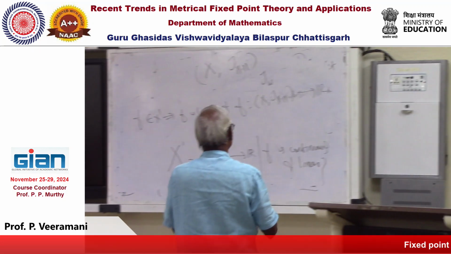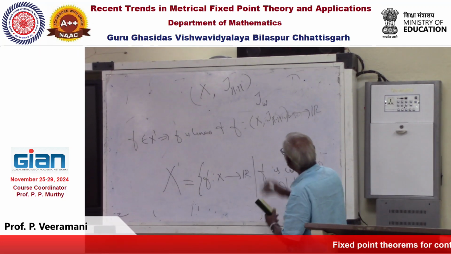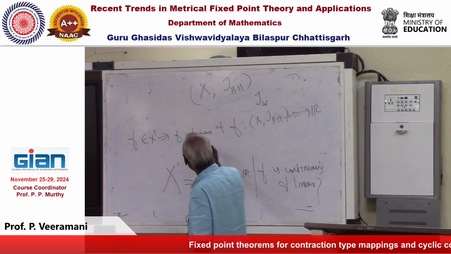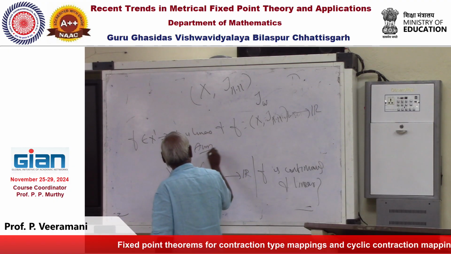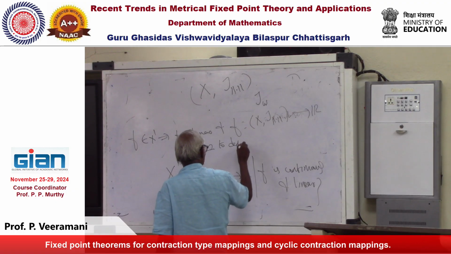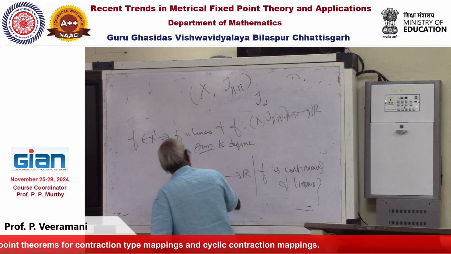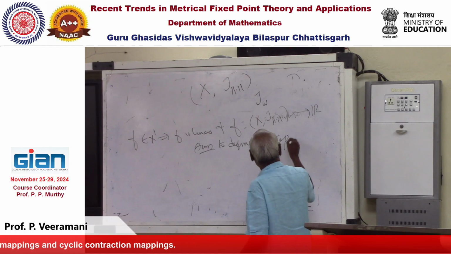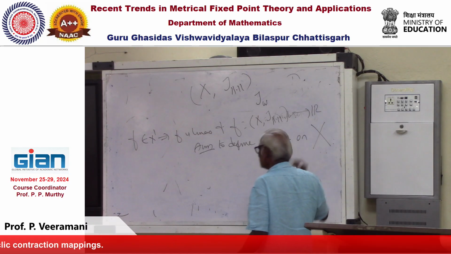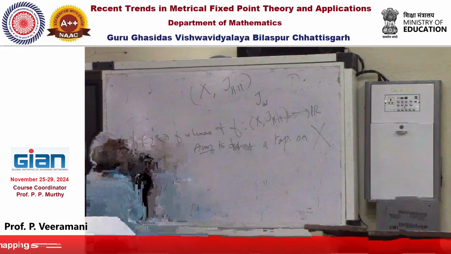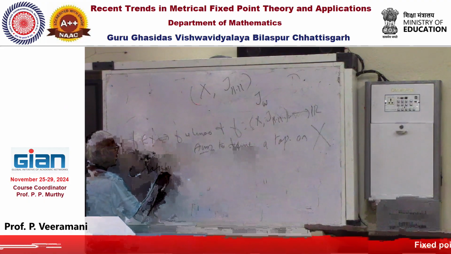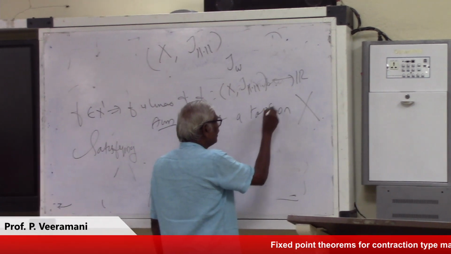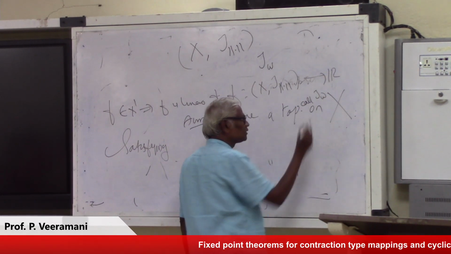The values are not changing, they are the same. This is what continuous means. Now we want to give another topology, aiming to define a topology on X satisfying this condition, a topology that we want to call tau omega.